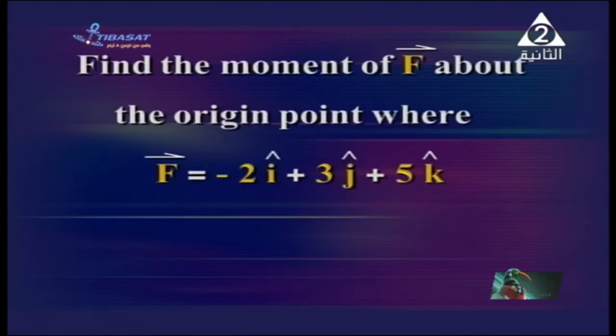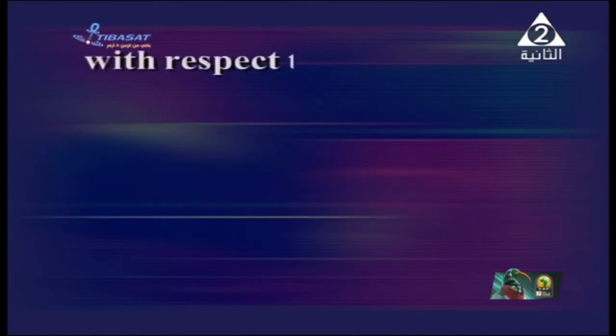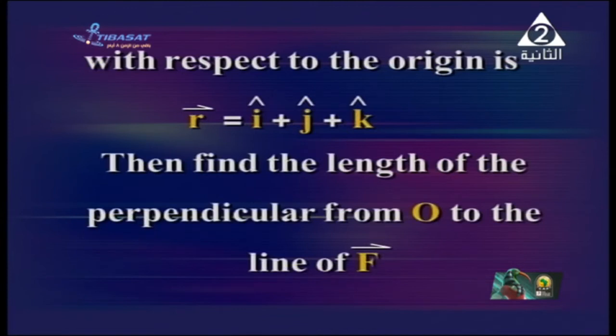Find the moment of the force F about the origin point, where the force F is negative 2i plus 3j plus 5k and acts at a point A. Its position vector with respect to the origin is R equals i plus j plus k, or 1, 1, 1. Then find the length of the perpendicular from the origin point to the line of the force F.